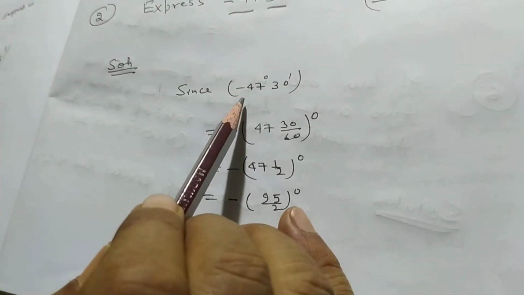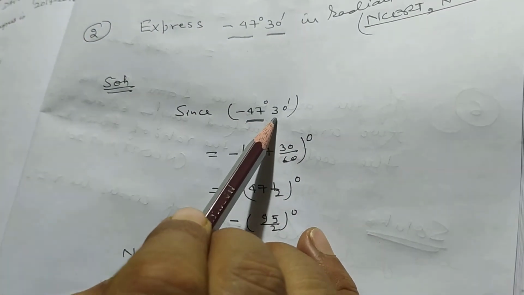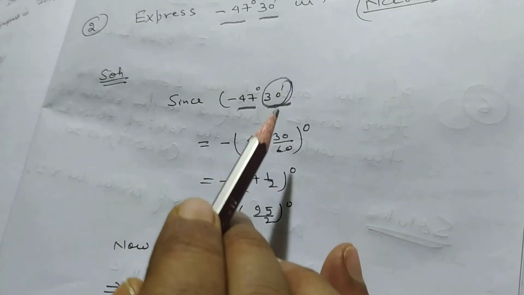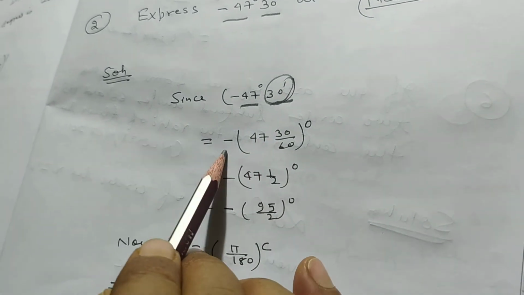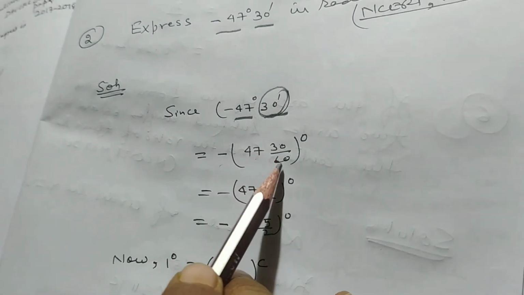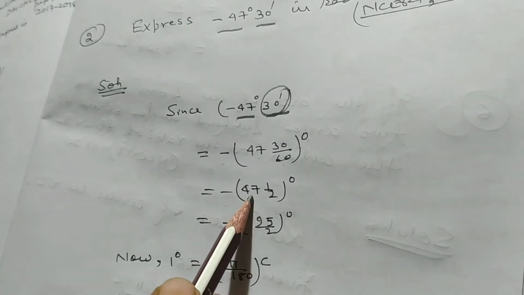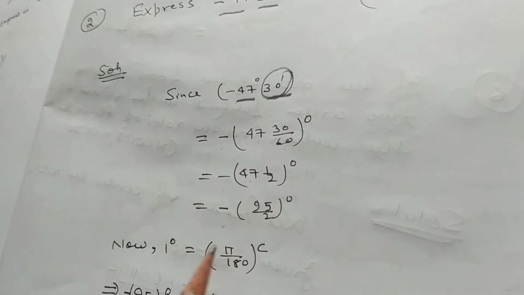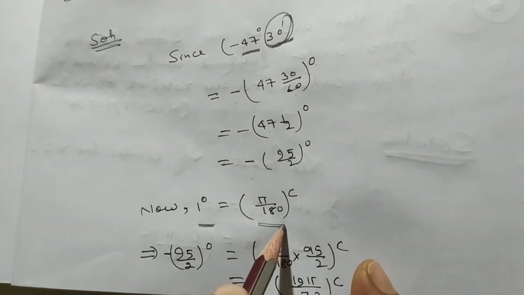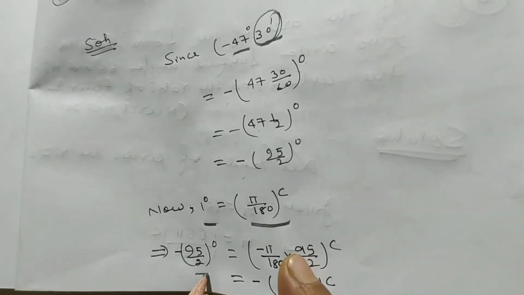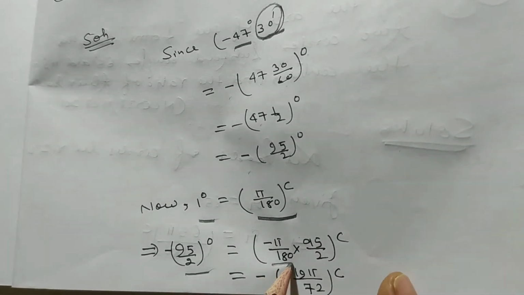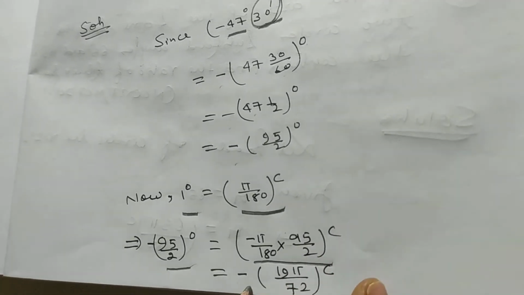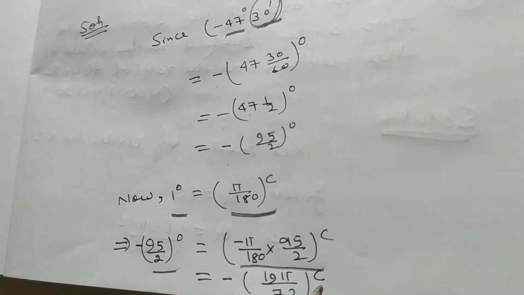Express minus 47 degree 30 minute in radian. Now minus 47 degree 30 minute. First you convert minute into degree. So it will be minus 47 and 30 by 60 degree. And it will be minus 47 and a half degree, and it will be minus 95 by 2 degree, and 1 degree is equal to pi by 180 radian. So minus 95 by 2 degree is equal to minus pi by 180 into 95 by 2 radian, and it will be minus 19 pi by 72 radian.